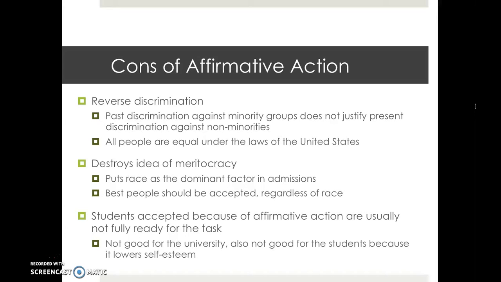In addition, this lowering level of achievement comes from the idea that it's destroying the idea of meritocracy. By allowing affirmative action, it puts race as the dominant factor in admissions, and it should be that the best people should be accepted regardless of their race. If they have the qualifications, they should be allowed to go to the school that they want. Another con is that students accepted because of affirmative action are usually not fully ready for the task. It's not good for the university, and it's also not good for the students because it lowers self-esteem.